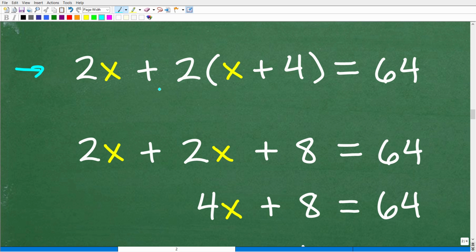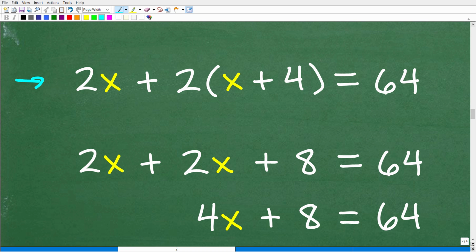So we have 2x plus 2 times x plus 4 is equal to 64. Anytime you have a single variable linear equation and there's a number outside of parentheses where there's a sum or difference, you always want to start here. This is going to be an application of something called the distributive property, which is a totally awesome property, but that is a separate discussion. So we're going to take this 2 and multiply by x. So 2 times x is 2x, and then 2 times 4 is 8.